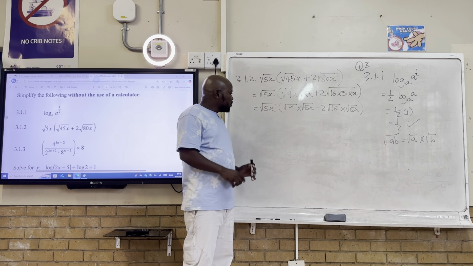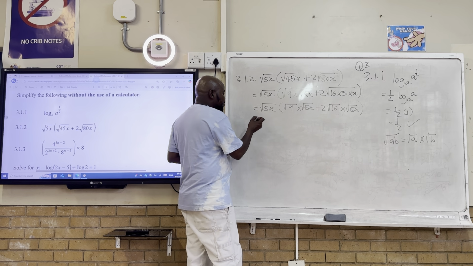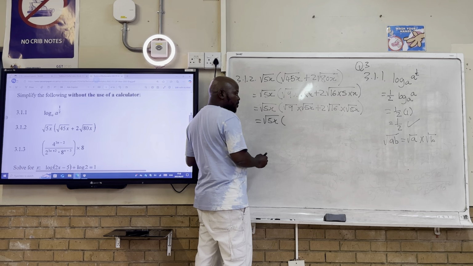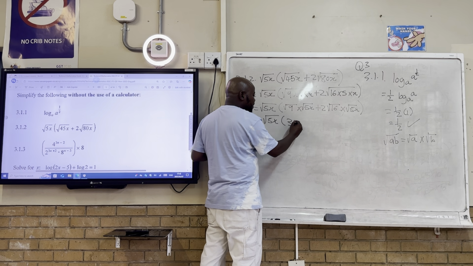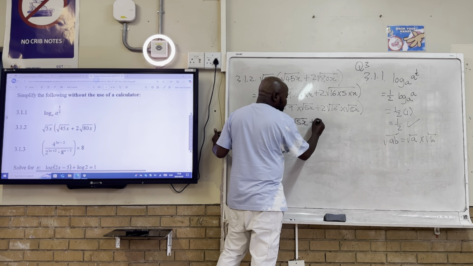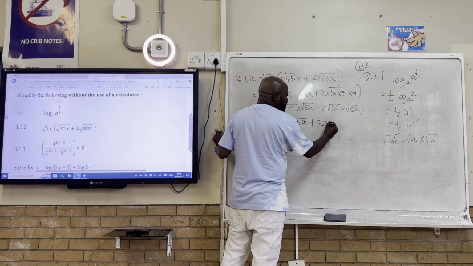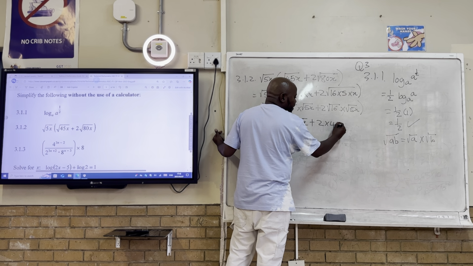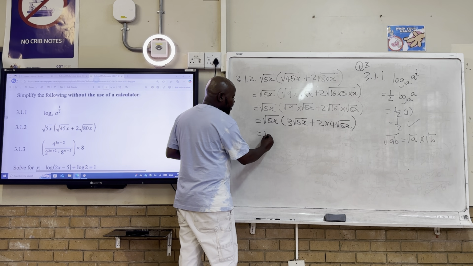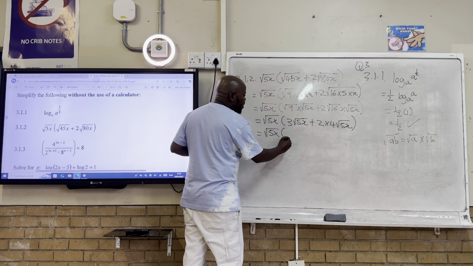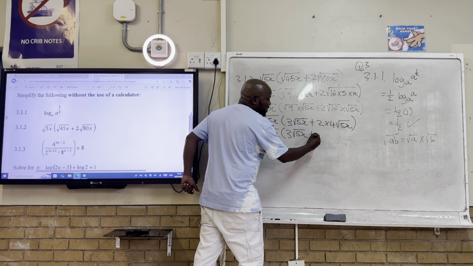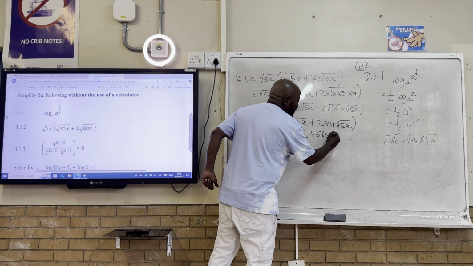Now we still keep our root of 5x. What is the square root of 9? 3, root of 5x. What is the square root of 16? 4, so 2 multiplied by 4, multiplied by root of 5x. The result is 3 root of 5x plus 8 root of 5x. How do you get it? 3 root of 5x.